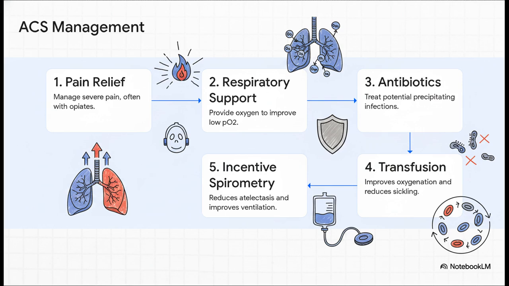It's a multi-pronged attack. Number 1, aggressive pain relief. Number 2, respiratory support with oxygen. 3, get antibiotics on board early, because it's almost impossible to tell if an infection is hiding in there. 4, transfusion is absolutely critical to boost oxygen levels and stop more sickling. And finally, incentive spirometry is vital to keep the lungs from collapsing.